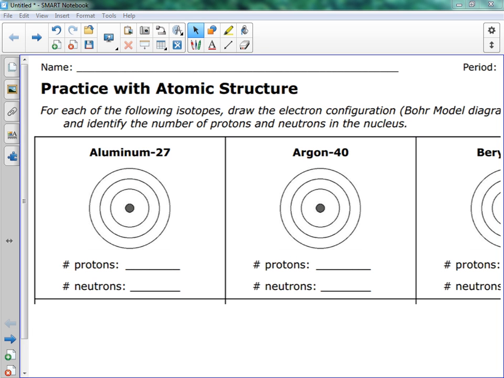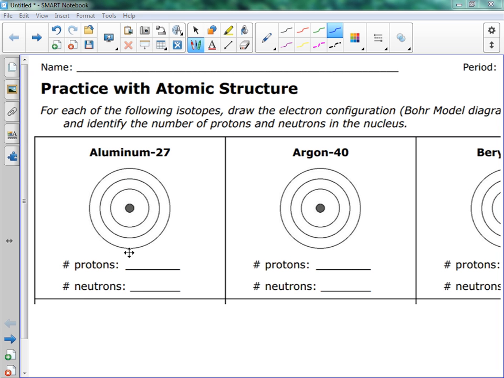This tutorial is going to show you how to draw a Bohr model diagram, which is concerned with placing electrons in the correct energy level. So for this first example, we have the isotope aluminum 27, and we need to remember what the 27 is telling us. The 27 refers to the mass number, which is the grand total of protons and neutrons.